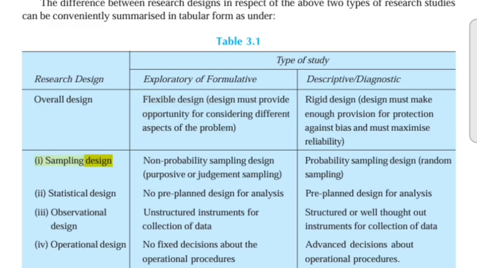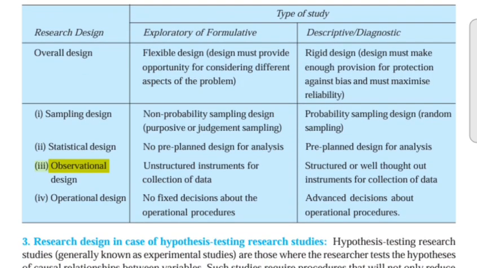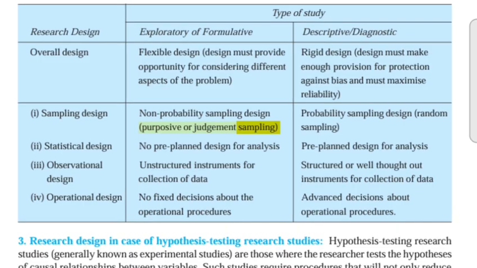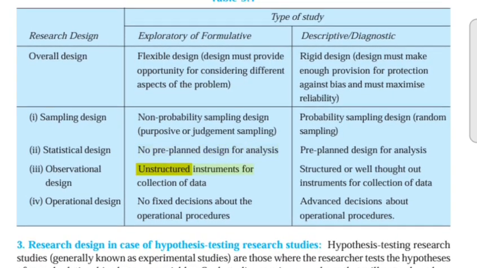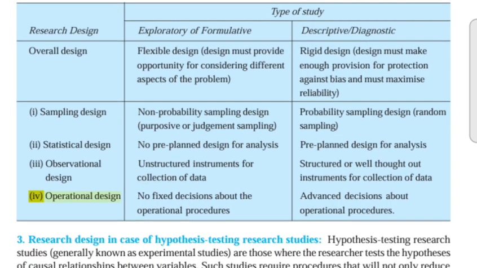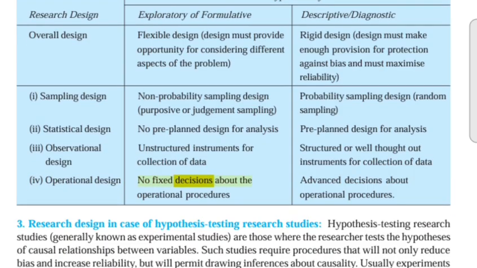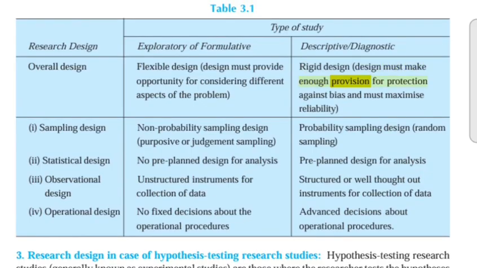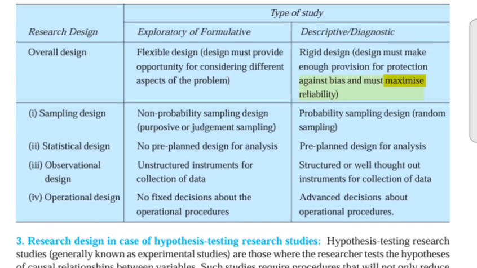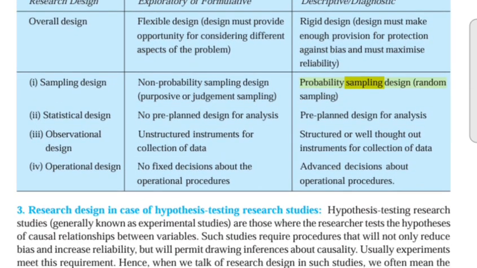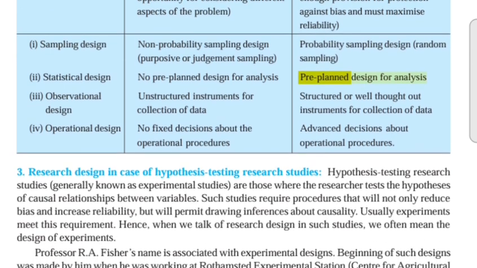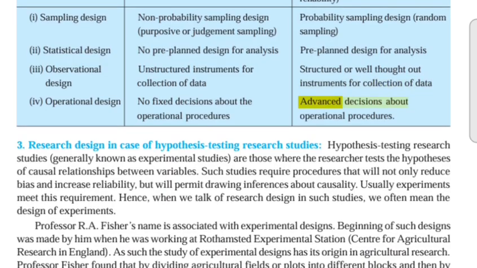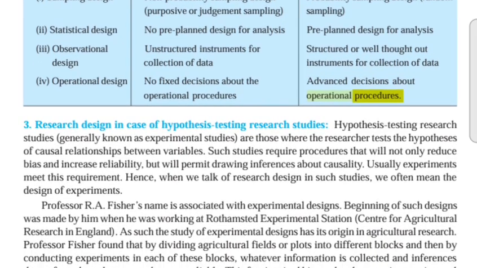I. Sampling Design. II. Statistical Design. III. Observational Design. Non-probability sampling design. Purposive or judgment sampling. No pre-planned design for analysis. Unstructured instruments for collection of data. IV. Operational Design. No fixed decisions about the operational procedures. Descriptive Diagnostic: Rigid Design. Design must make enough provision for protection against bias and must maximize reliability. Probability sampling design. Random sampling. Pre-planned design for analysis. Structured or well thought out instruments for collection of data. Advanced decisions about operational procedures.